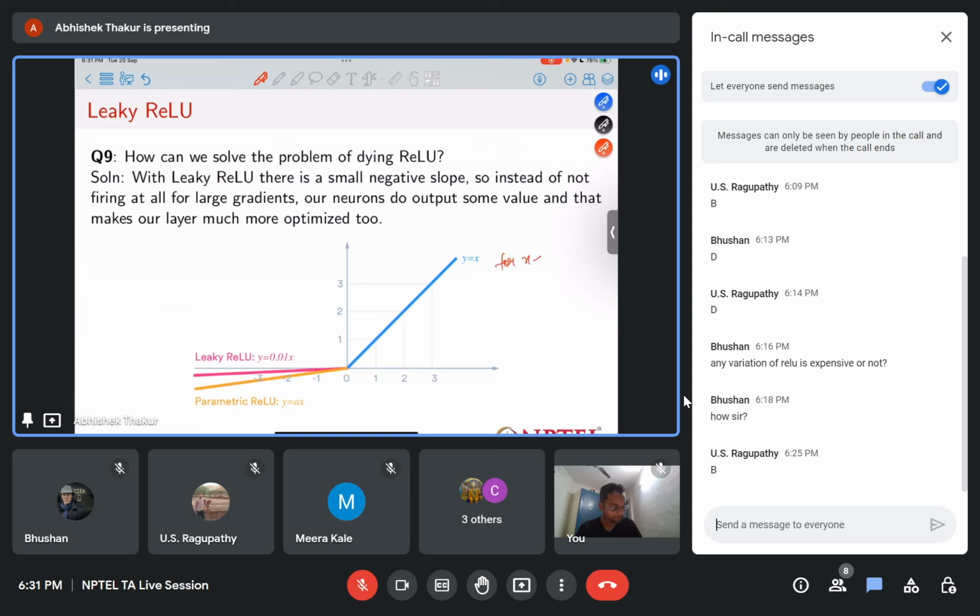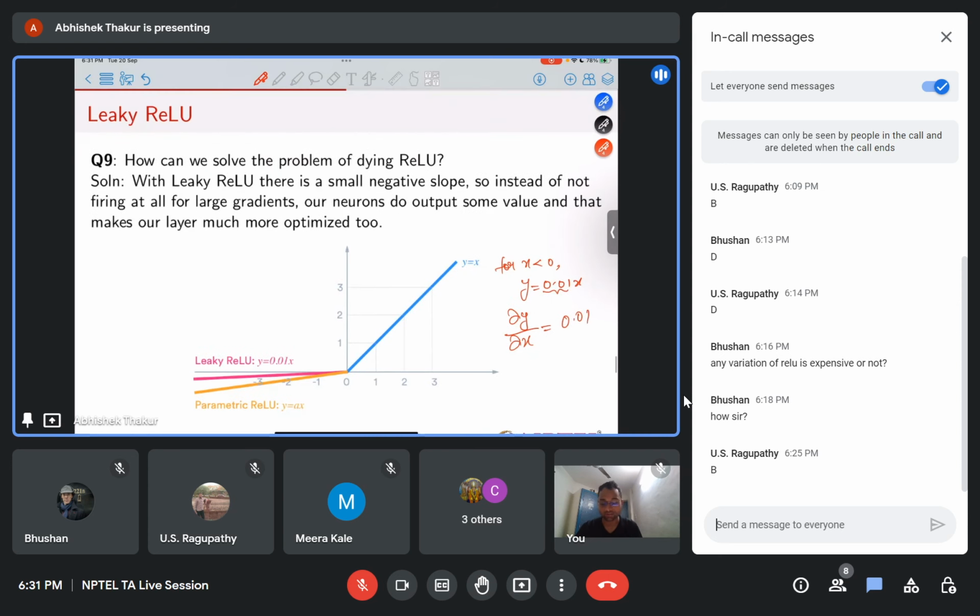For x less than 0, y is equal to 0.01x. So instead of not firing at all for large gradients, our neurons do output some value, because there is a small 0.01 into x. When you take the derivative of y with respect to x, you will get 0.01. So it will fire a small output value, and that makes our layer much more optimized. It prevents the problem of neurons dying out in the ReLU activation function.